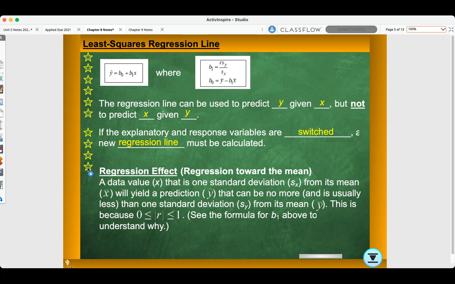Regression effect. Regression towards the mean. The data value X, that is one standard deviation from its mean, will yield a prediction that can be no more and is usually less than one standard deviation from its mean. This is because the absolute value of R is between 0 and 1. See the formula for B1 above to understand why.